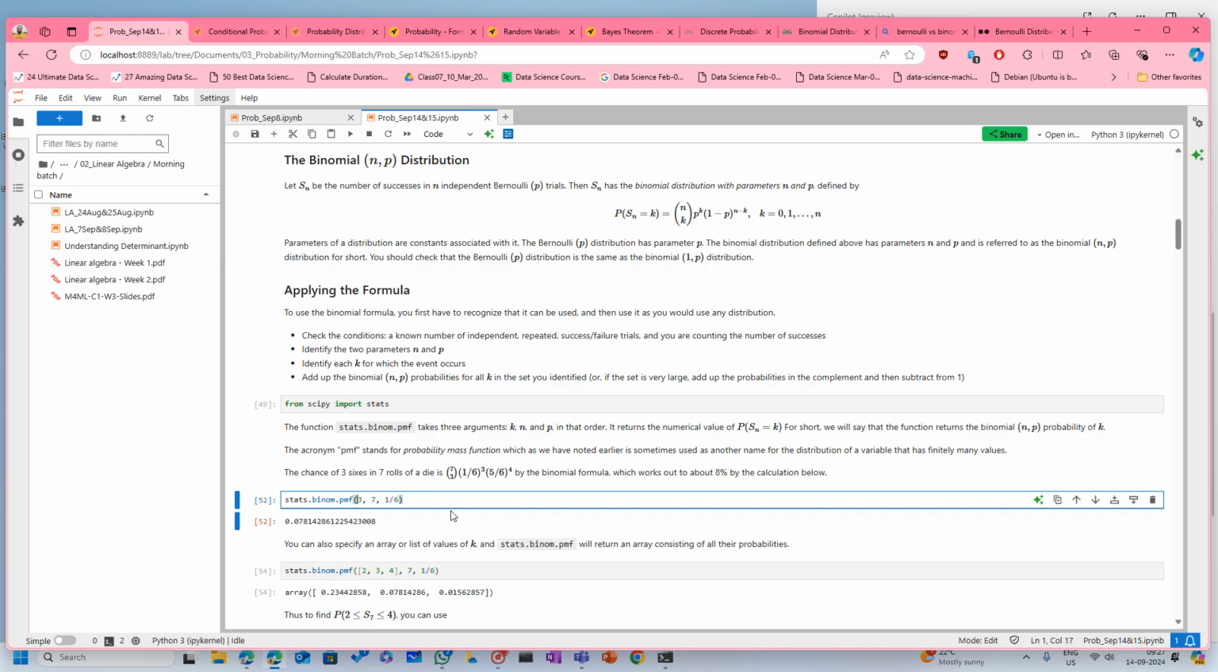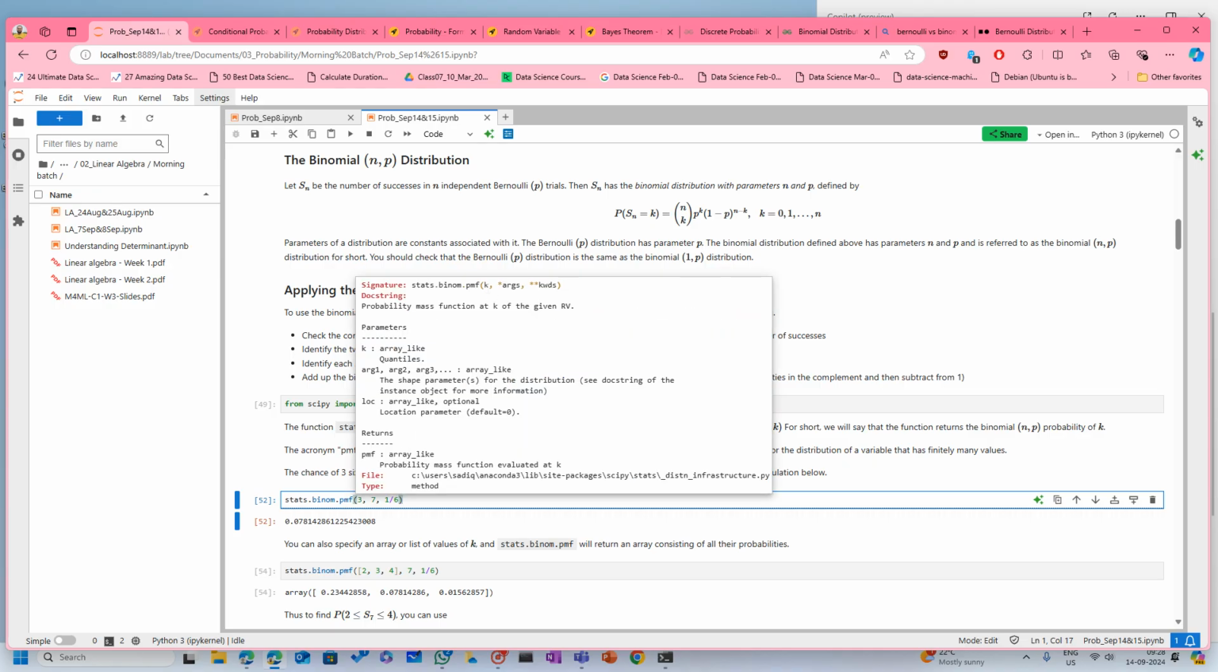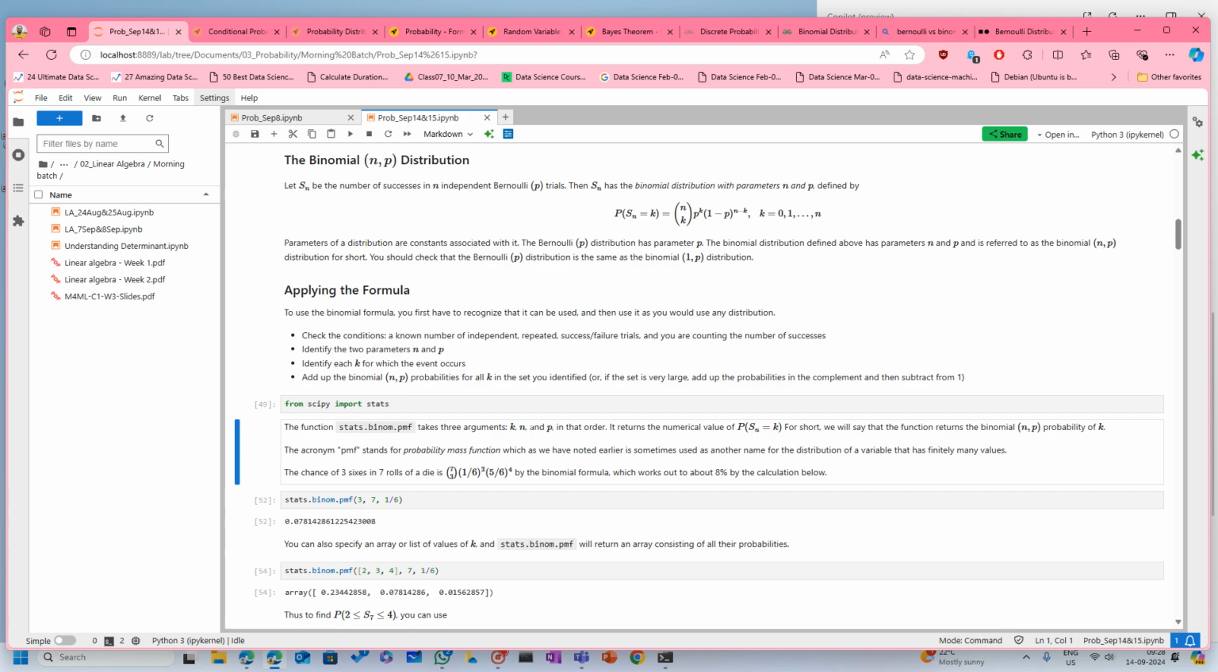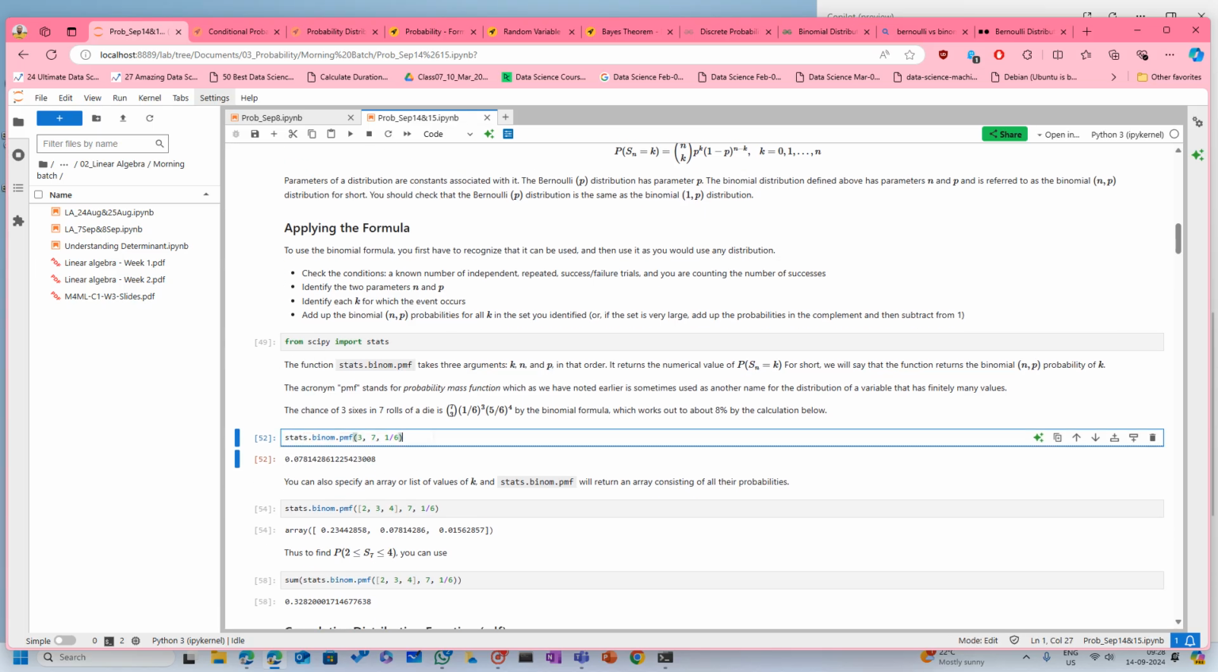So basically you have to provide 3 different values, k, n and p. They have mentioned keyword arguments, don't worry about it. K means the number of times you want the event to occur. N is the total number of times you're going to roll. P is the probability for a single case. When you calculate this, you will immediately get the answer. So the probability is roughly 8%. This is also mentioned here. If you roll the dice 7 times, roughly 8% chance you will get 6 three times.